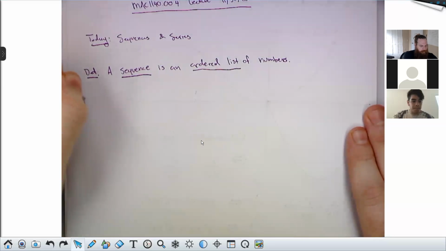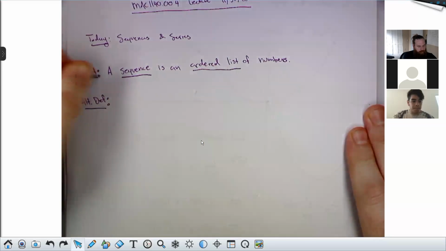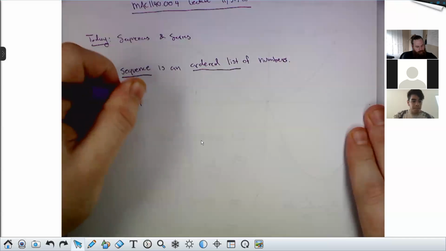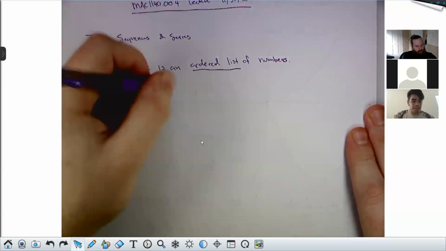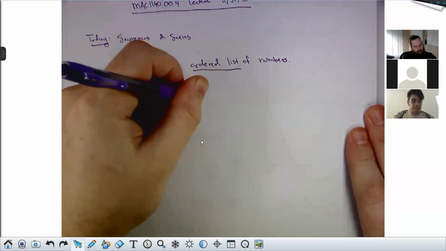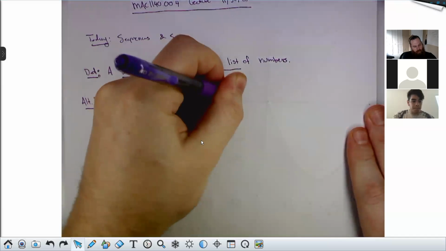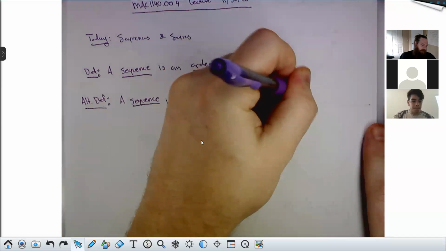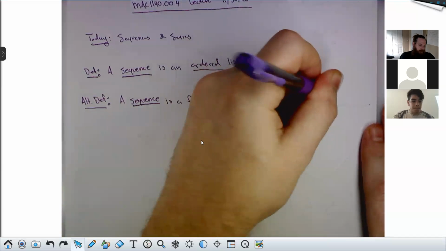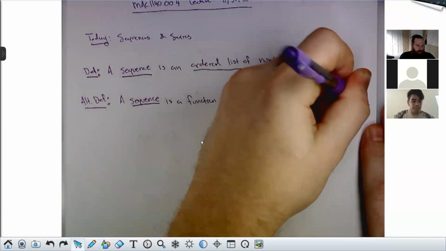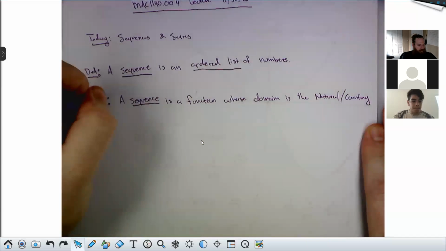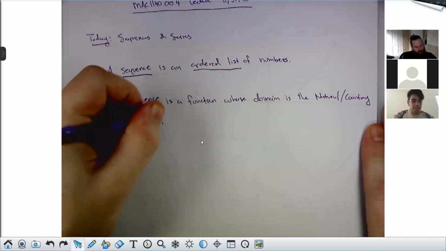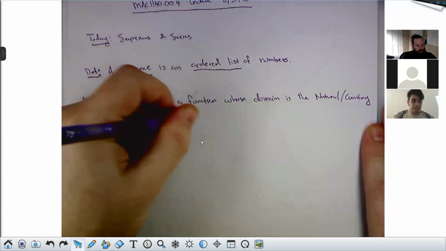An equivalent definition, and these really are equivalent, they logically say the same thing, is that a sequence is a function whose domain is the natural numbers, aka the counting numbers. You know, 0, 1, 2, 3, and so on.